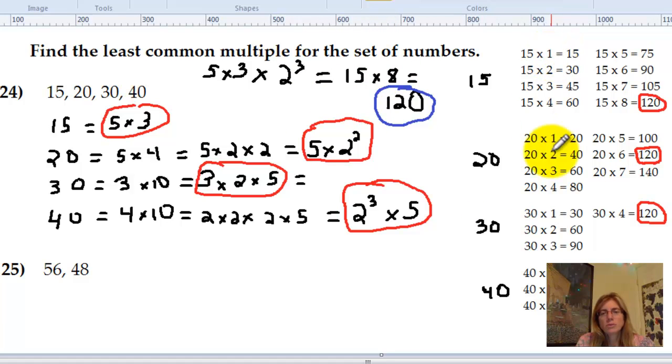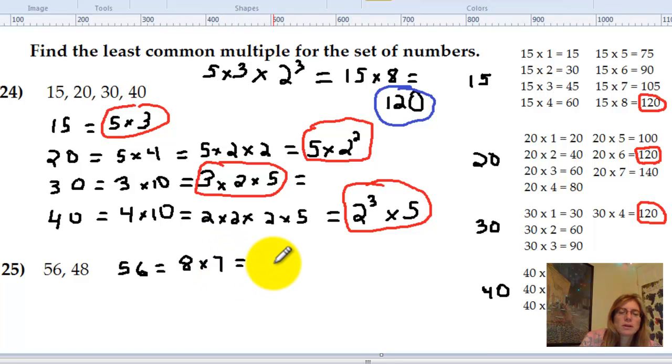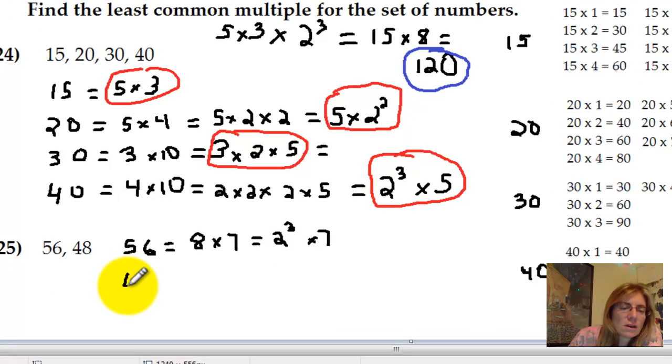Okay, you can list multiples this way, or you can just do the prime factorization. Let's look at 25. We have hardly any room left. But if we take 56 and find the prime factorization, we know 8 times 7 is 56. We know 7 is prime, so we're going to keep that one. And I'm going to change 8 because I know that 8 is 2 cubed. 2 times 2 times 2 equals 8. So I found the prime factorization of 56.